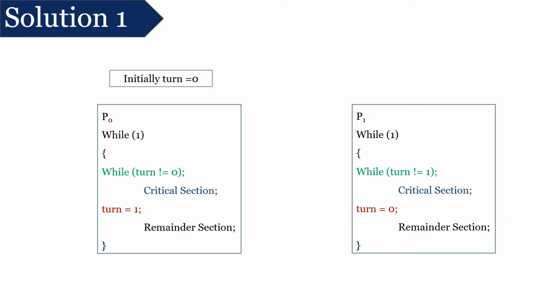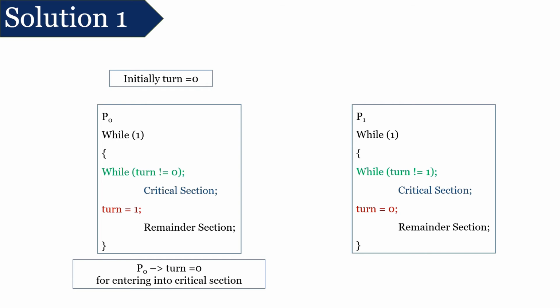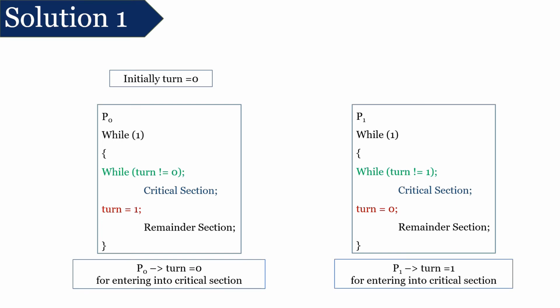If you can observe one thing, every time P0 wants to enter its critical section, it needs the value of turn to be equal to 0. Similarly, every time P1 wants to enter its critical section, it needs the value of turn to be equal to 1. So, even if P0, after executing its critical section, immediately wants to re-enter its critical section again, it has to wait for P1 to make the value of turn equal to 0.